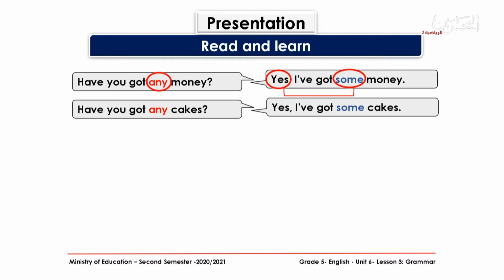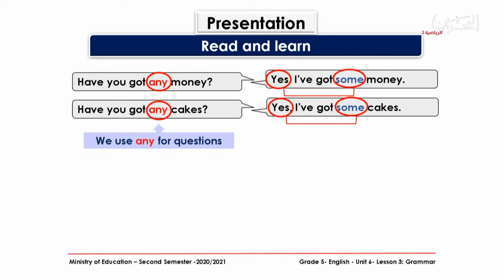The second example also, we used any to ask about quantity. And then because the answer, or the sentence, is positive, we used some before the object. Yes, I've got some cakes. So we learn from here that we use any for questions and we use some for positive sentences.